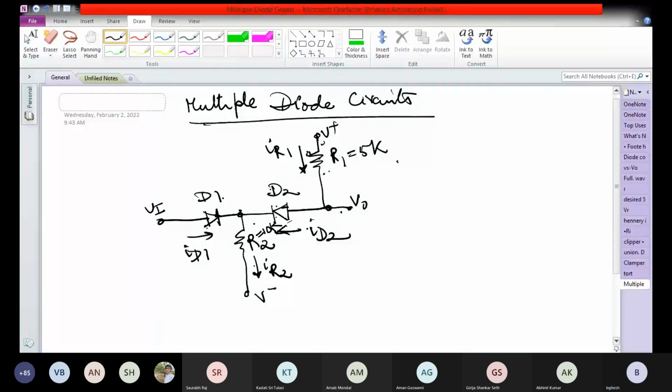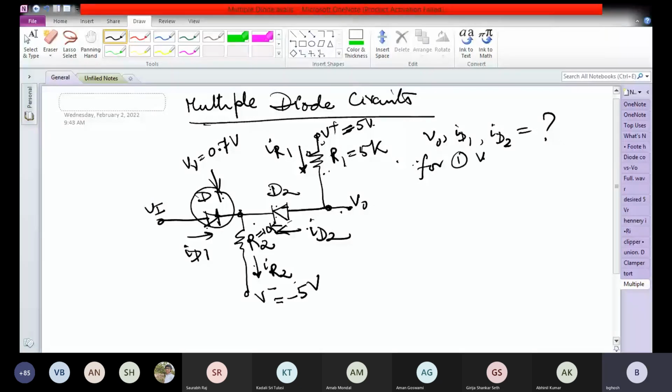V gamma is 0.7 volt, V plus is 5 volt, V minus is minus 5 volt. And we have to find out what is the value of V0, ID1 and ID2 for two cases. One, Vi equal to 0, and number 2, Vi equal to 4.